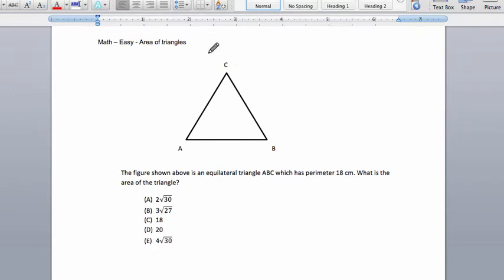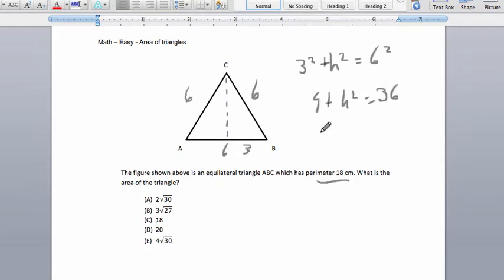Okay, guys, I want to start with this easy area of a triangle question. They tell us that the perimeter of it is 18, which means this is 6, 6, 6, and then they ask for the area. So we basically just have to do 1/2 base times height. The base is the 6 cut in half, so the base is actually 3. We don't know what the height is, so we use the Pythagorean theorem. 3 squared plus the height squared equals 6 squared. 9 plus h squared equals 36, and so h squared equals 27.